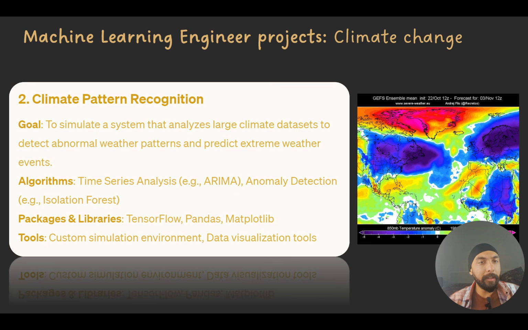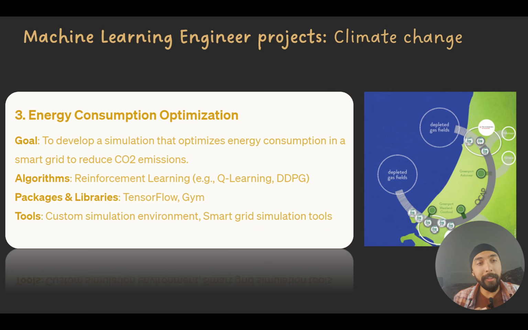For climate pattern recognition, one project could be to analyze large climate data sets to detect abnormal weather patterns. This is a common project for which you can also find a lot of tutorials or resources, especially Medium articles are something that you can look at. And then you would be using time series analysis and anomaly detection specifically, and you would be working with pandas, matplotlib, and TensorFlow.